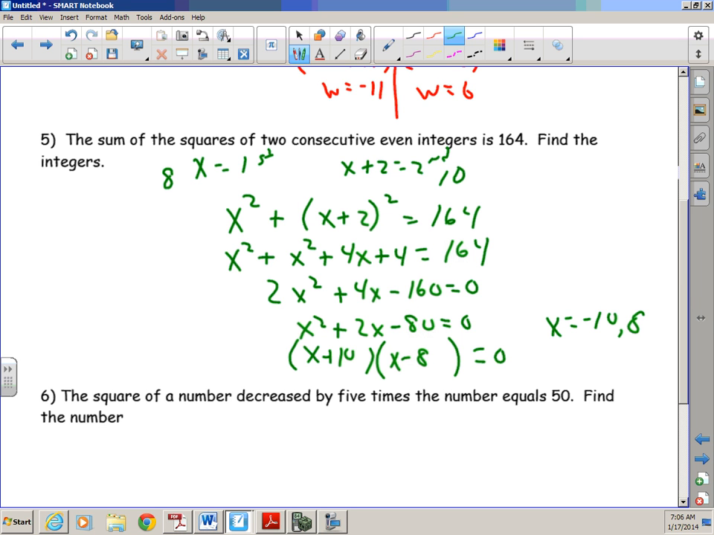Now, one of the things I should have mentioned is, the benefit of word problems, you can always check your answer. The sum of the squares. Well, the square of the first is 64. The square of the second is 100. And that equals the 164 that we said they were equal to.